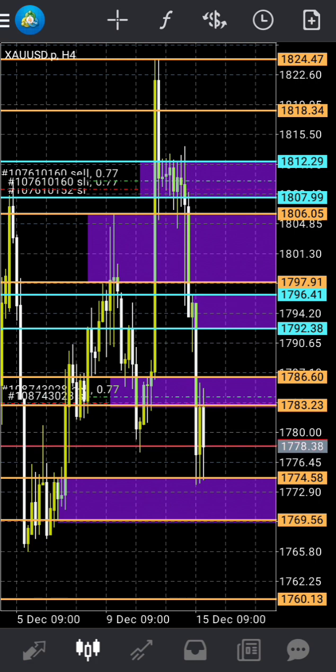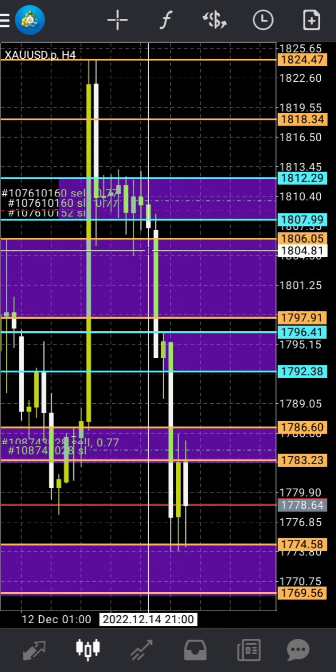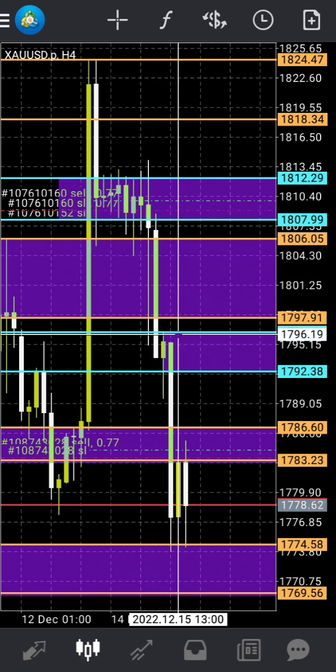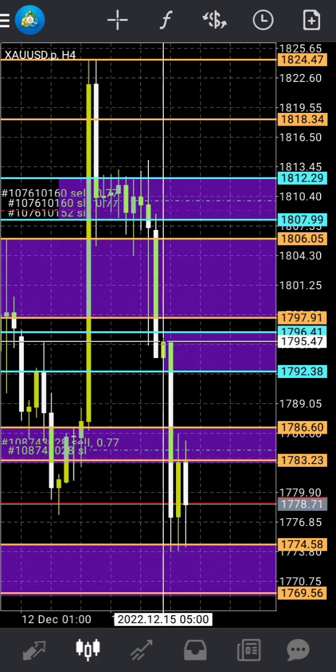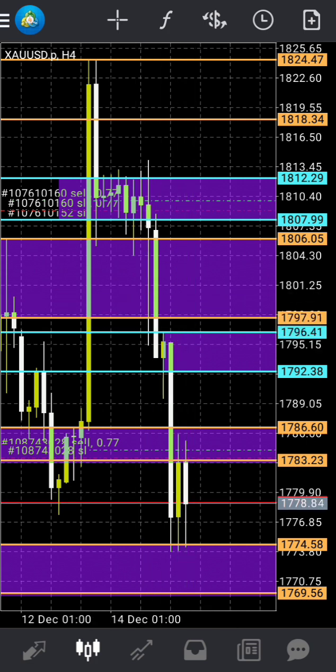So first thing, I made a mistake here. When I saw this shadow that was formed by FOMC yesterday, I tried to enter a buy here. This is the problem when I don't use multiple time frames. So this is the first mistake.